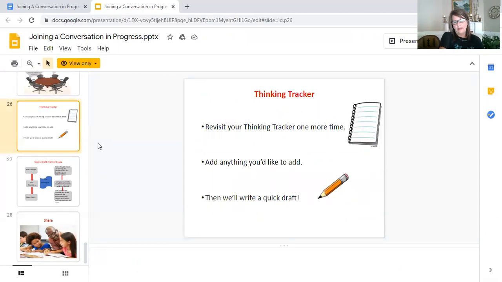And now that you've talked to everyone at the table, revisit your thinking tracker in your notebook one more time. If there's anything you want to add, add it, because the next step is to write a quick draft of the argument.